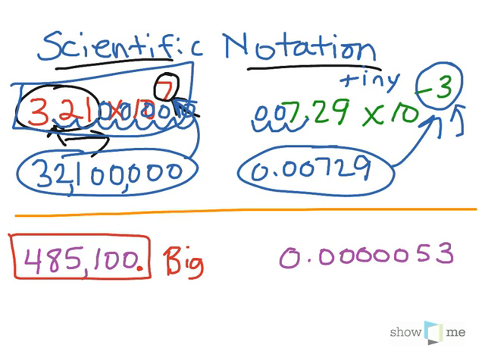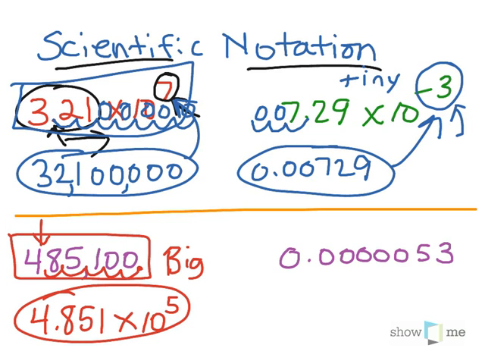Now to write in scientific notation, I need the decimal point to be right in here, after the first non-zero number. So I'm going to have to move it 1, 2, 3, 4, 5. So I'm going to write this as 4.851. And then I got to remember, my original value was huge, very big number. So I'm going to write times 10 to the positive 1, 2, 3, 4, 5. I'd move it 5 spots. Okay, that's a positive exponent because it's a big value. There's scientific notation.